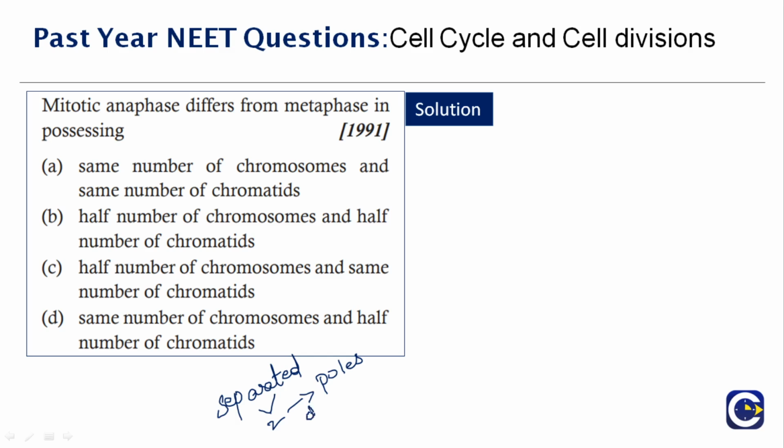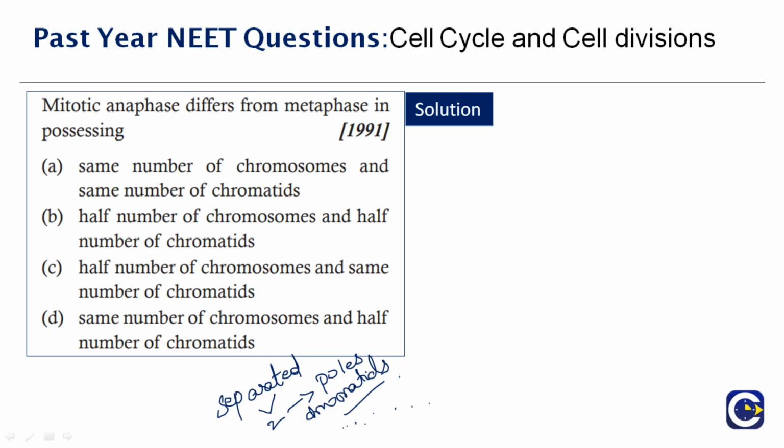But how about the chromatids now? What will happen to the number of chromatids? Will it remain the same? No, it will get reduced to half the number of chromatids. Why should it reduce? Imagine the number of chromosomes is going to double every replication, or during every life cycle or every cell cycle.